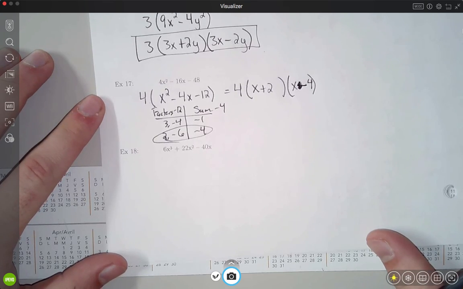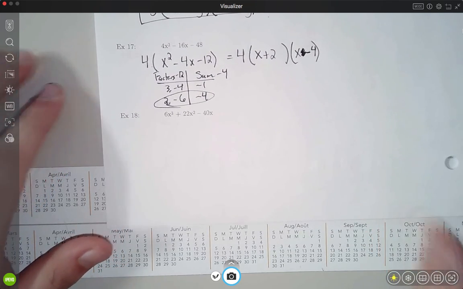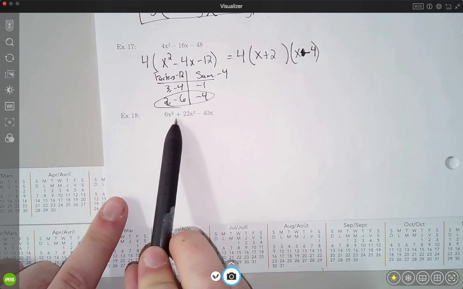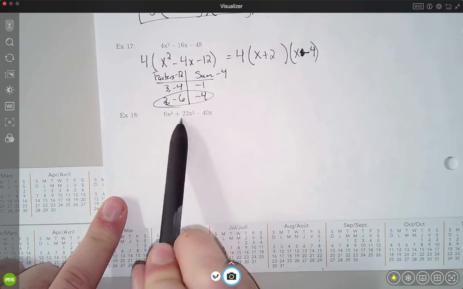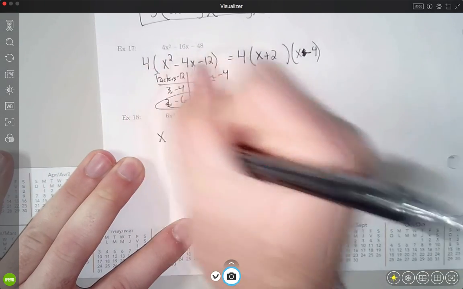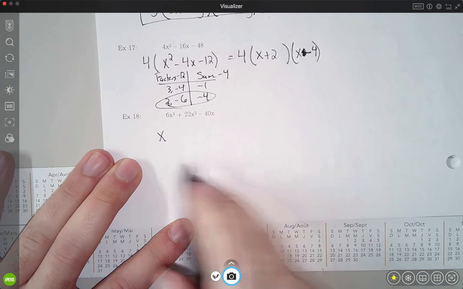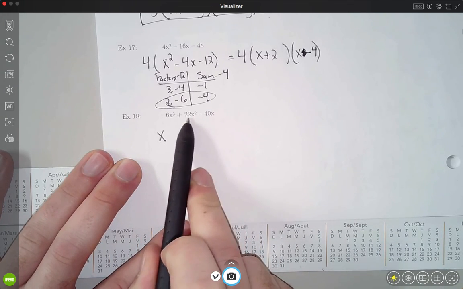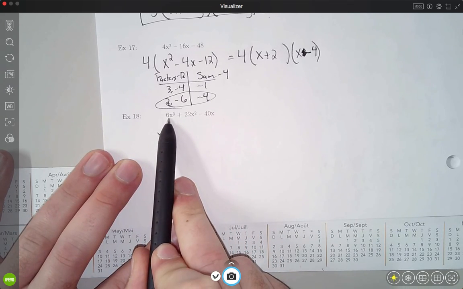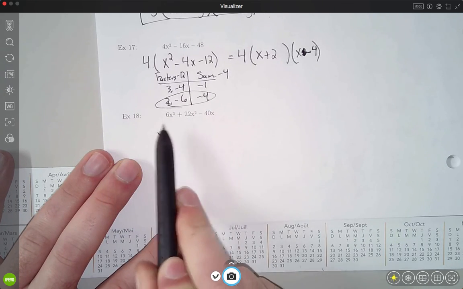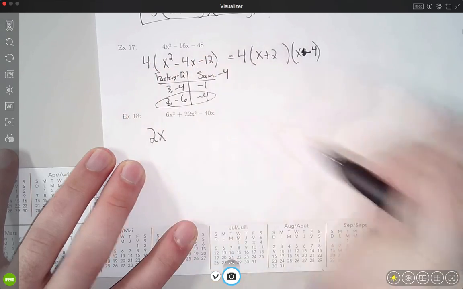Finally, number 18 here. If I'm looking at this one, I'm definitely looking at a GCF. I have an x in every term, so I know I can at least pull out an x. Looks like everything's even, so I could at least do a 2. Can I do anything more? For the 6, I could do 2 and 3. But the 3 won't go into 22 or 40. So I think 2 is going to be the biggest thing I can pull out as far as the numbers. So I'm going to do a 2x on the front.